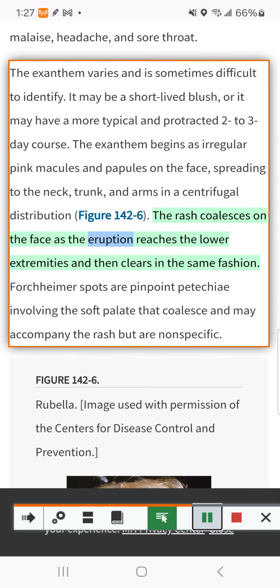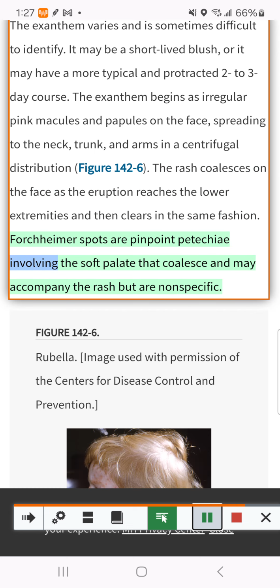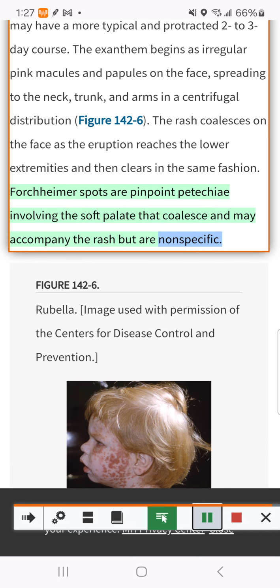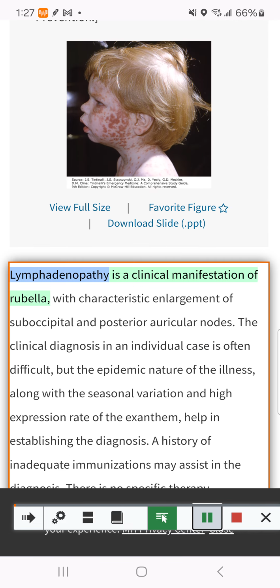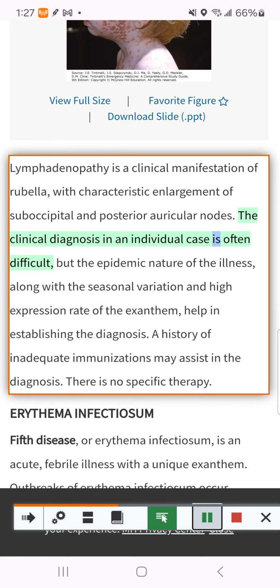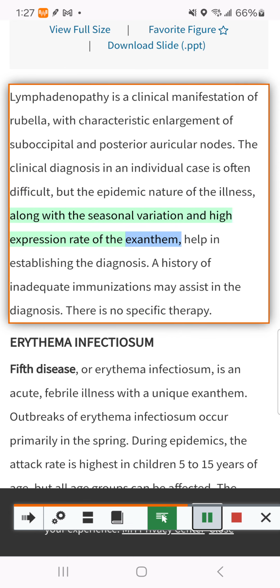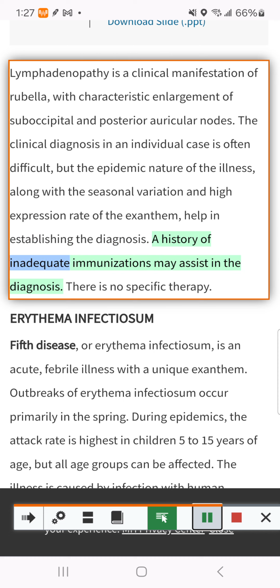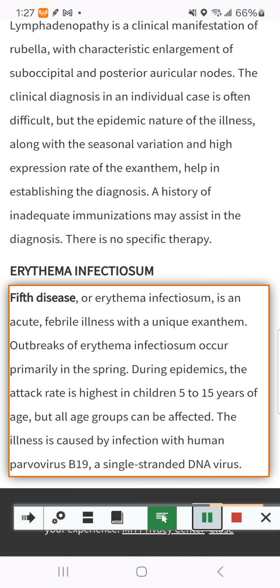The rash coalesces on the face as the eruption reaches the lower extremities and then clears in the same fashion. Forchheimer spots are pinpoint petechiae involving the soft palate that coalesce and may accompany the rash but are nonspecific. Lymphadenopathy is a clinical manifestation of rubella, with characteristic enlargement of suboccipital and posterior auricular nodes. The clinical diagnosis in an individual case is often difficult, but the epidemic nature of the illness, along with the seasonal variation and high expression rate of the exanthem, help in establishing the diagnosis. A history of inadequate immunizations may assist in the diagnosis. There is no specific therapy.